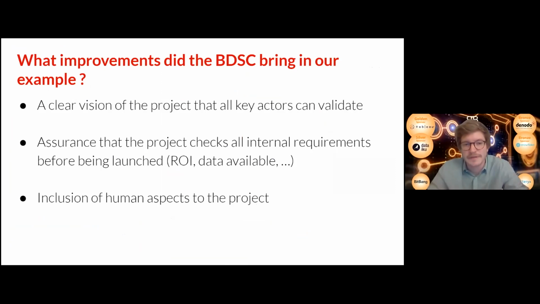And the second point is those criteria that should be checked. For example, there is the return on investment. It's important that the business can validate that they want to do it because they see some value in the project. Then there is maybe the IT part that can tell you, okay, data is available, you can build the solution. Then the data science will tell us, okay, it's doable in terms of data science. That's a use case that seems correct. So every actor can validate the general project.